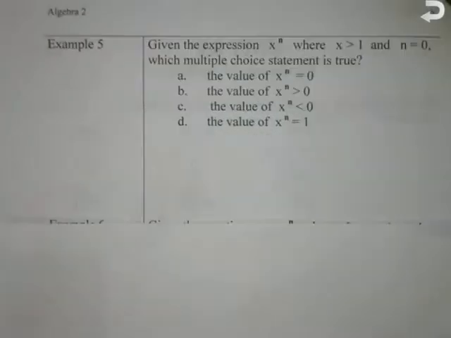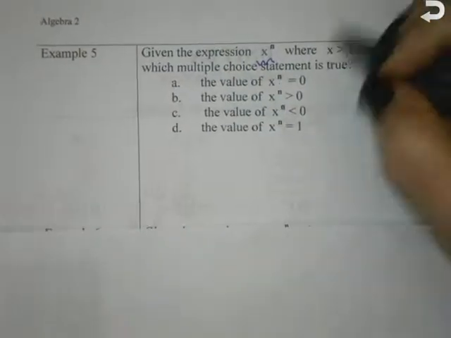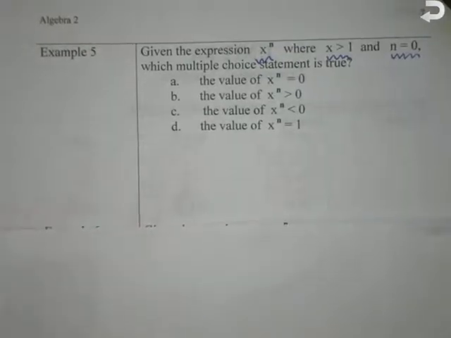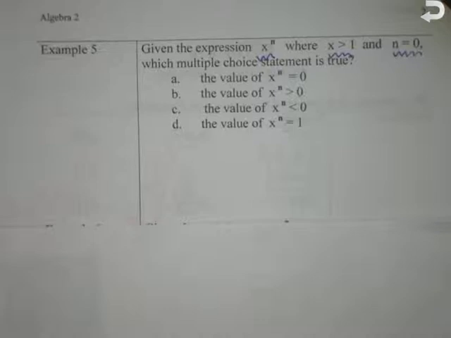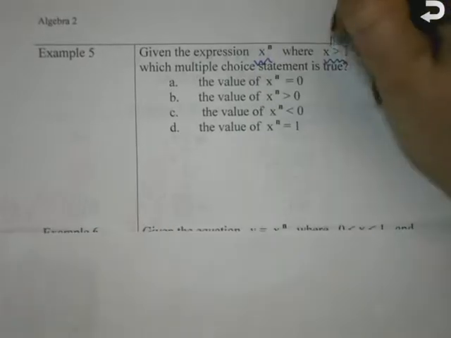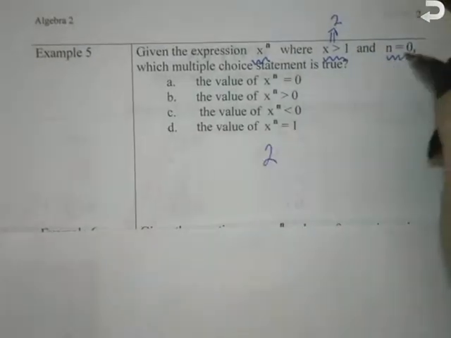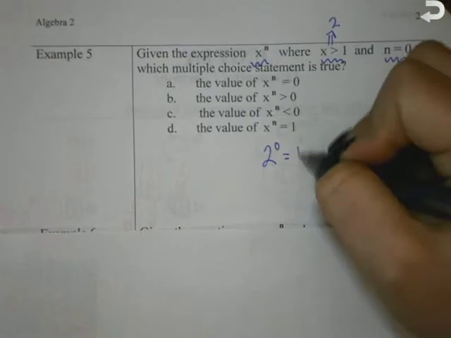Okay? So example 5, here's your expression, x to the power of n again. This time, x has to be greater than 1, and n has to equal 0. So there's no other options there for n. So plug in some numbers and figure out which statement is true. What did you plug in for x? 2. Okay, so that would be 2 to the what? To the 0. What does 2 to the 0 come out to be? 1.